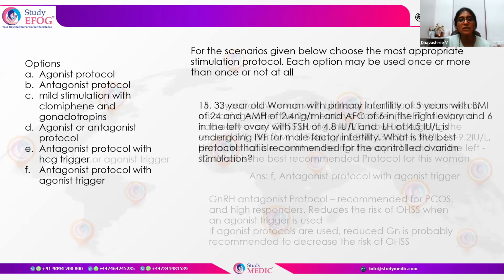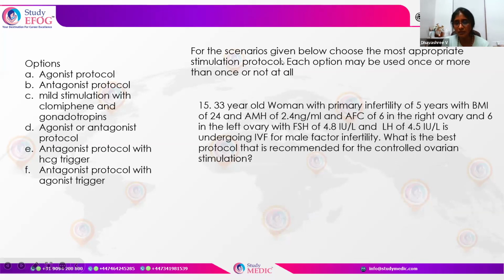The next question is, choose the most appropriate stimulation protocol from the list of options given below. Here, this is a 33-year-old woman with a primary infertility of 5 years with a BMI of 24. And AMH is 2.4 nanogram per ml, which is actually normal, 0.7 to 3.5. Antral follicle count on the right is 6 and on the left is 6, which means it is 12, which is again a normal responder. FSH is normal and LH is normal and she is undergoing IVF for a male factor infertility. What is the best protocol that is recommended for controlled ovarian stimulation?